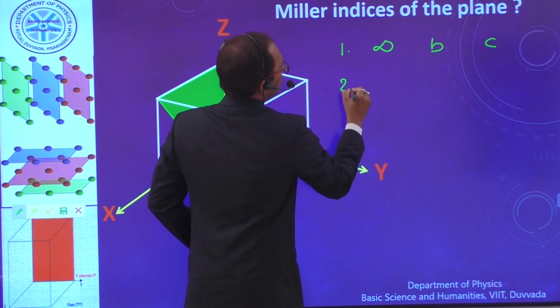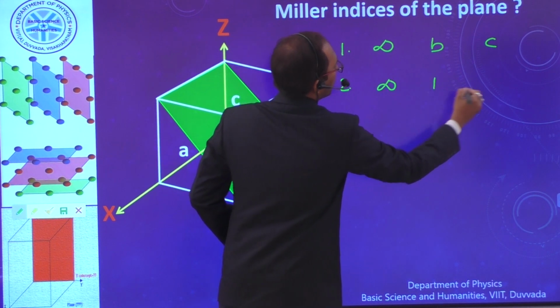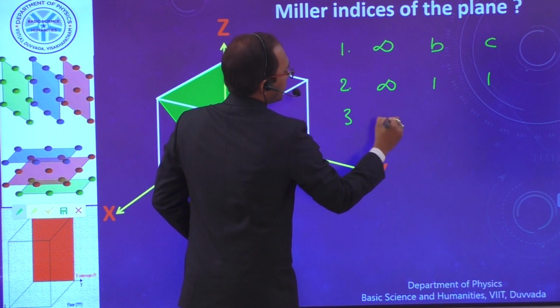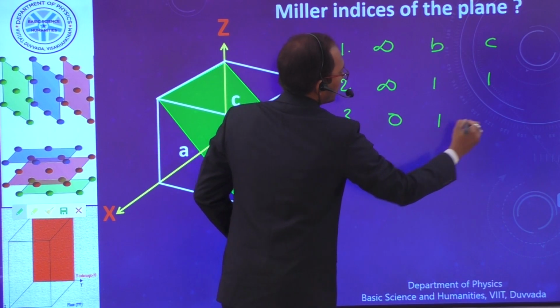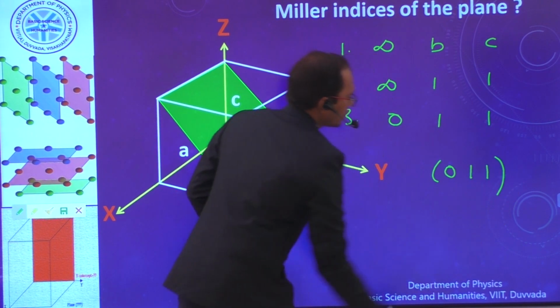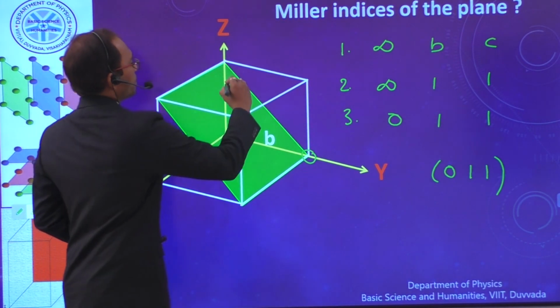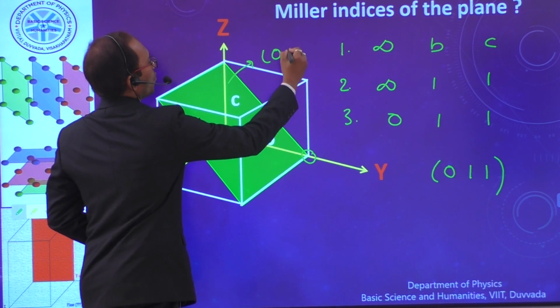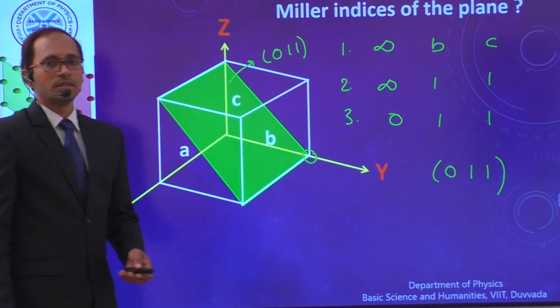So step 2 means this is infinity, 1, 1. Step 3 means it is 0, 1, 1. So the HKL of Miller indices of this plane is 0, 1, 1. So this plane we can call it as 0, 1, 1 plane.